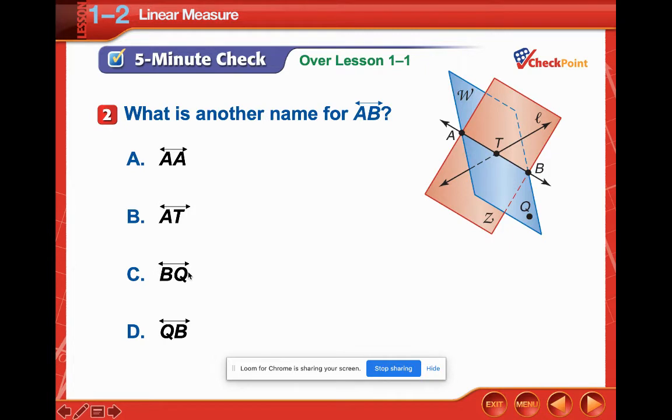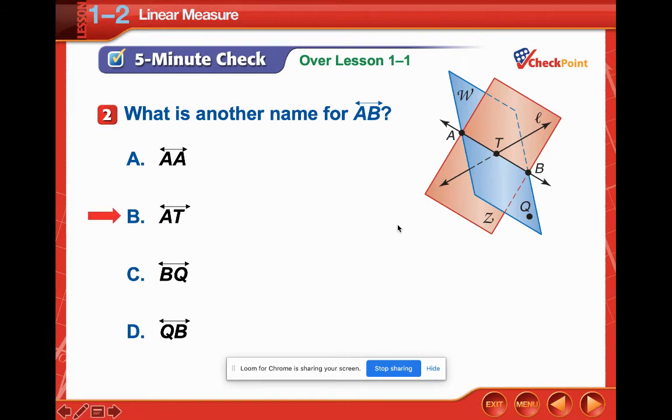Let's check C out here. BQ. B and Q are not on the same line. So you can't really name it that. And then QB, talking about Drew Brees here. QB is not on the same line either. All right. So it's the same thing as BQ. It doesn't exist. All right. So the answer must be B.